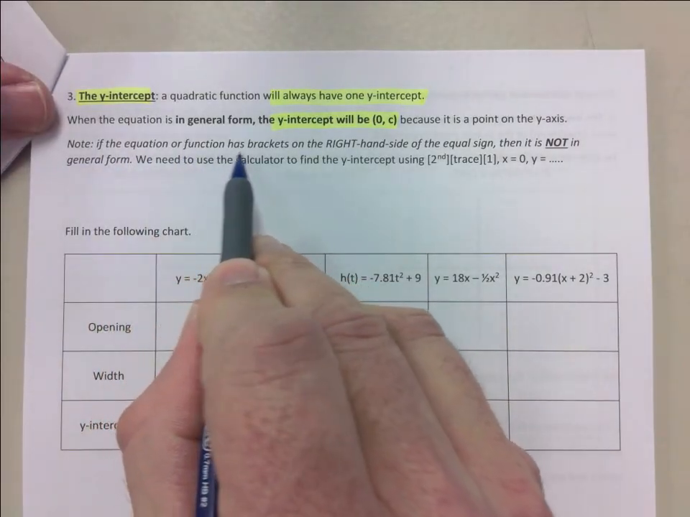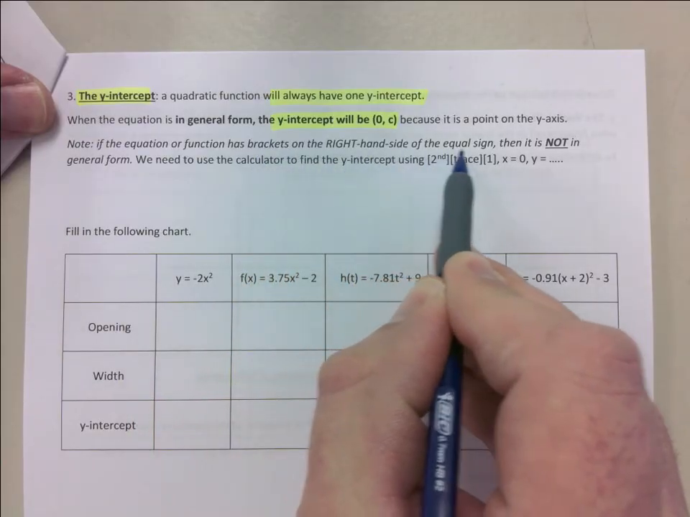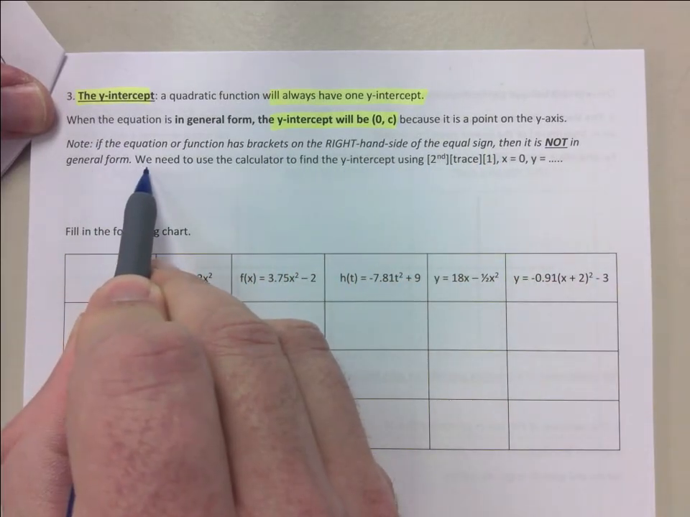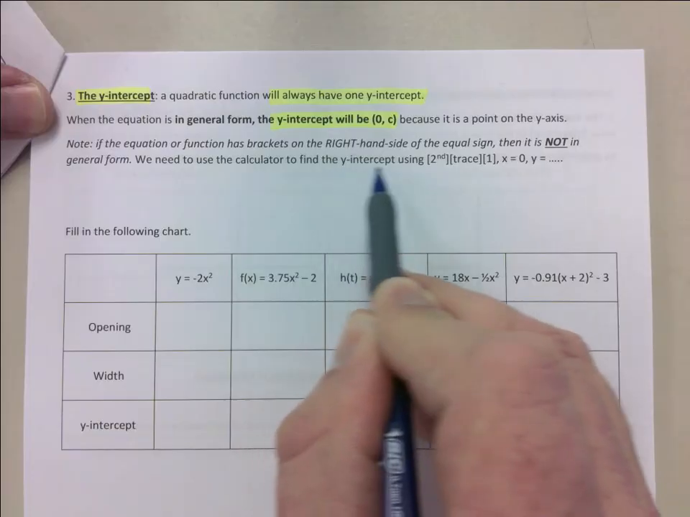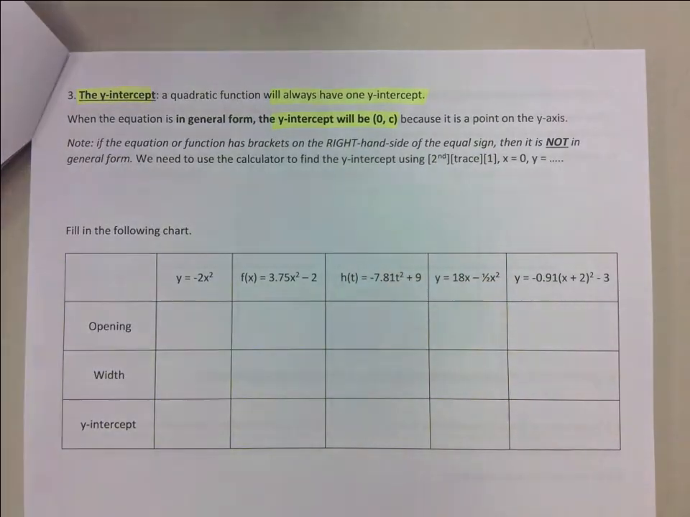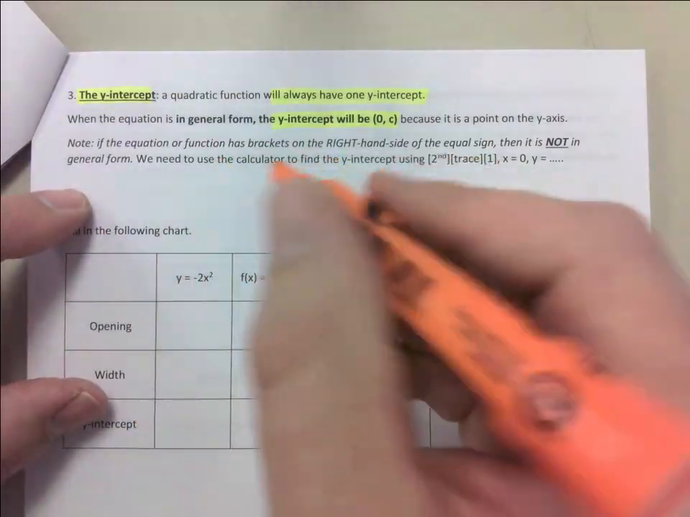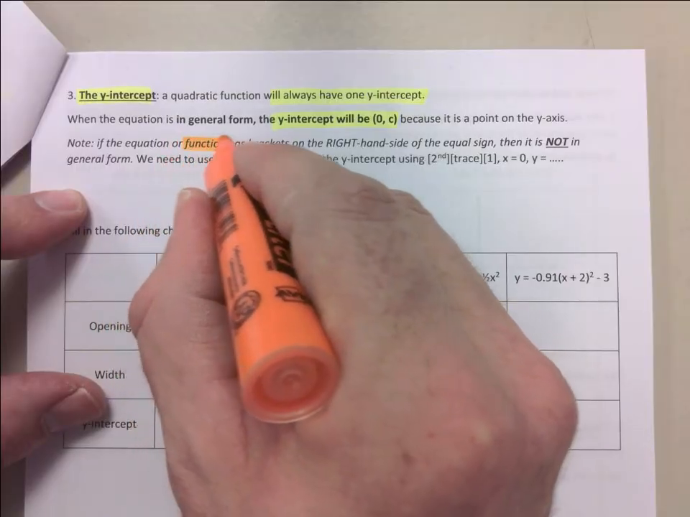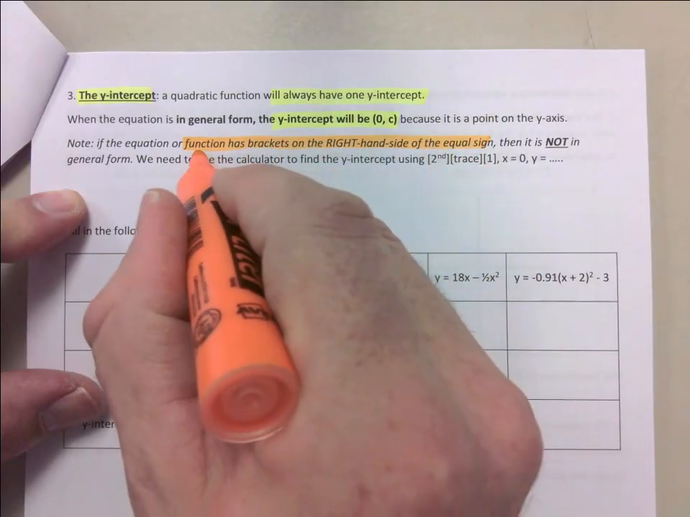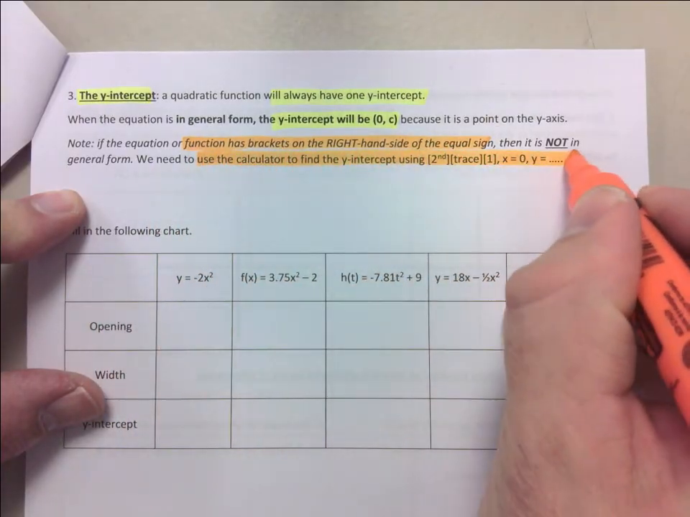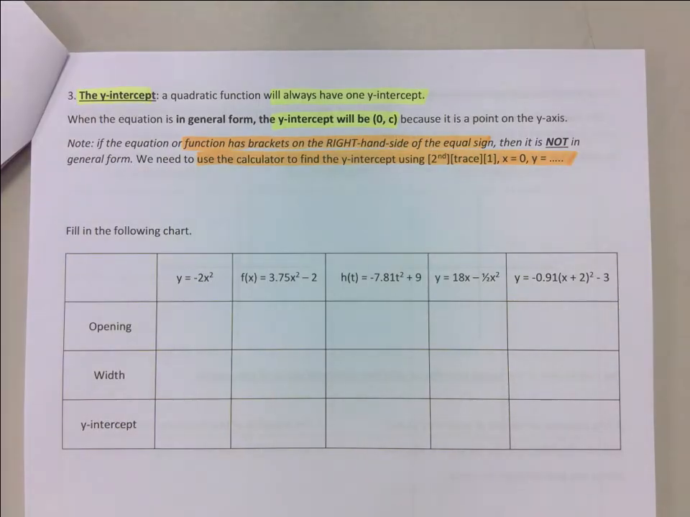If the equation or function has brackets on the right-hand side, it is not in general form. Just remember that. We need to use the calculator to find the y-intercept. More about this later, but I think I want you to already highlight that. I'm going to grab a different color I haven't used yet. If the function has brackets on the right-hand side, right, we use the calculator to find the y-intercept. Don't worry about that too much right now.